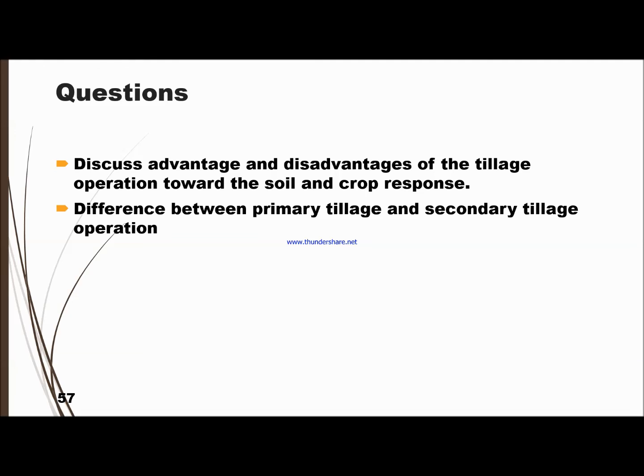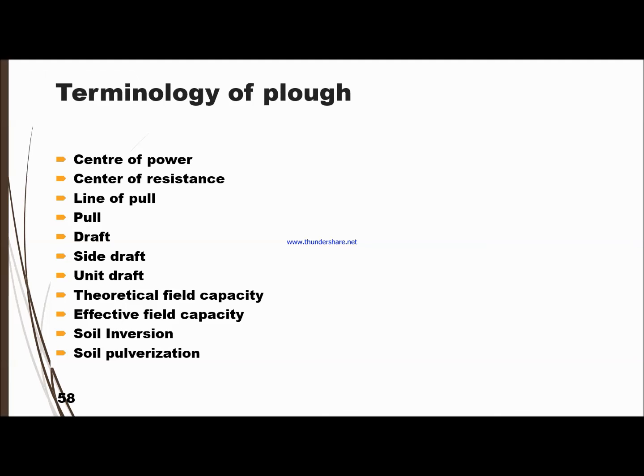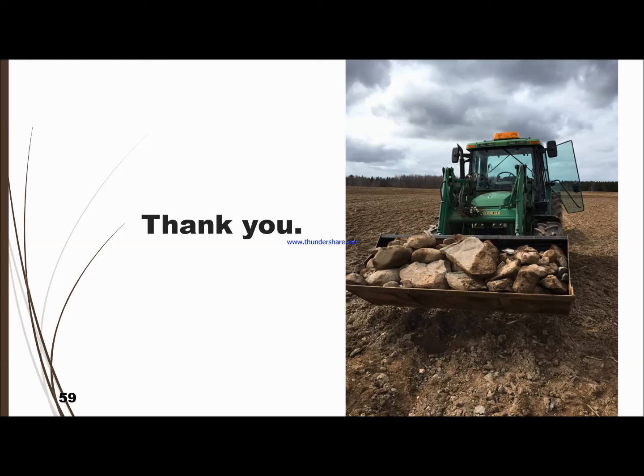Alright, we come to the end. Basically, the questions are to discuss the advantages and disadvantages of tillage operation, and the difference between primary and secondary tillage operation. And probably you can give an example of each category. Okay, so this is some terminology that you can use to understand what will be related to the next topic also. I hope you are able to become familiar with it. Okay, with that, thank you very much.